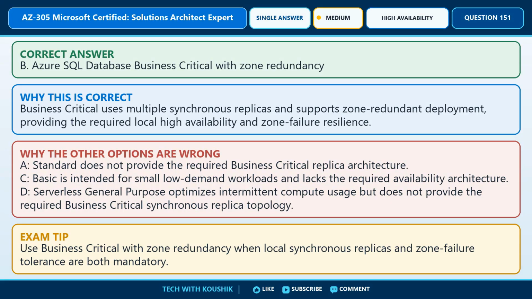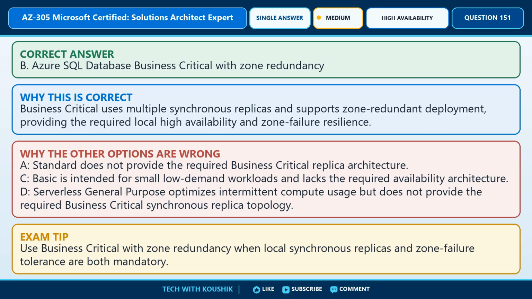The required response is option B, Azure SQL Database Business Critical with Zone Redundancy. Here is the technical justification. Business Critical uses multiple synchronous replicas and supports zone-redundant deployment, providing the required local high availability and zone failure resilience.